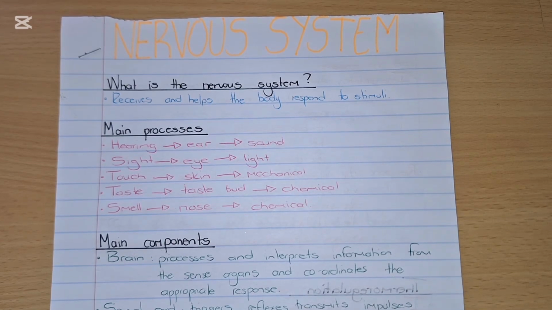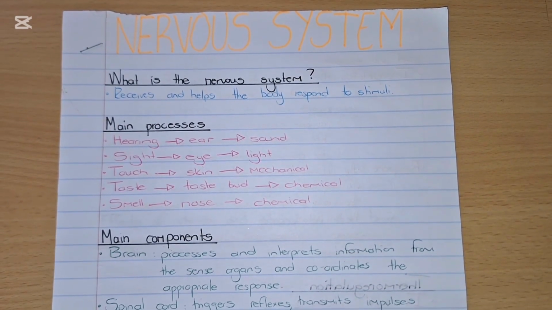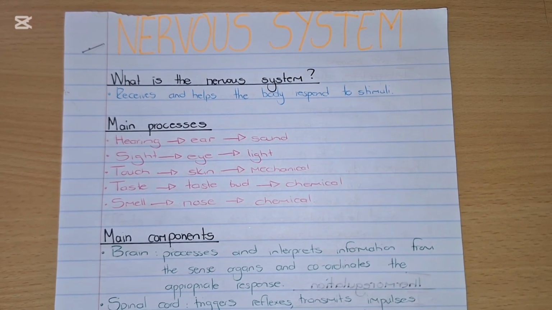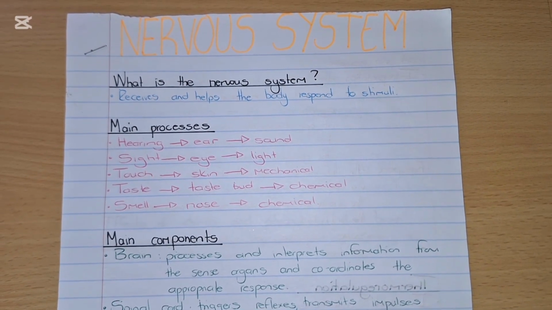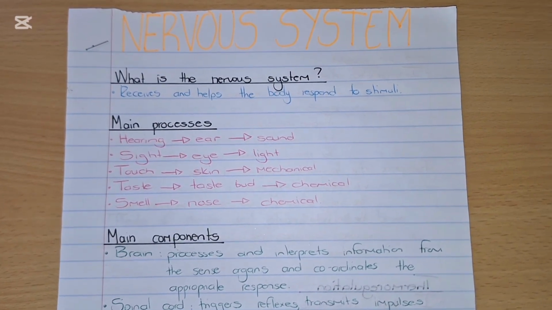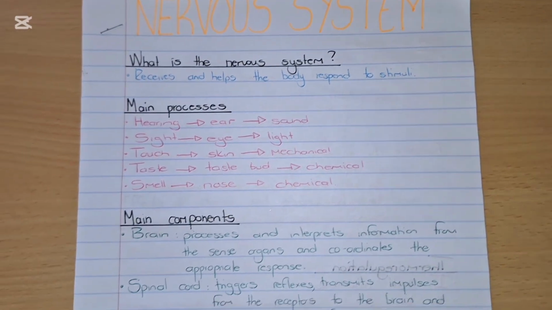Hi guys, so in today's video we are going to be looking at the nervous system, which is a part of a few systems that you have to learn in grade 9 during term 1. Okay, so what is the nervous system? The nervous system is a system that receives and helps the body respond to stimuli. Stimuli refers to anything that can trigger a change, okay?